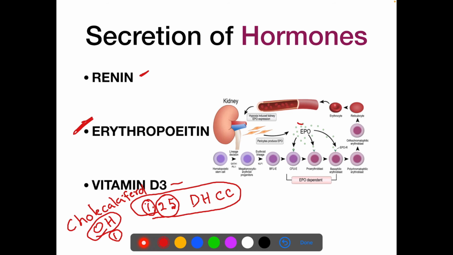So actually RBCs are produced inside the bone marrow, and these are the erythropoietin dependent steps: colony forming units, then proerythroblast, basophilic erythroblast. Production through all these steps depends on erythropoietin. So erythropoietin will stimulate formation of RBCs, or erythropoiesis.